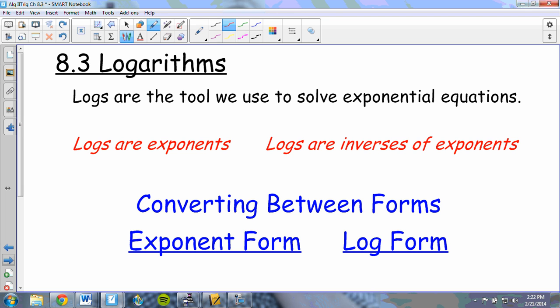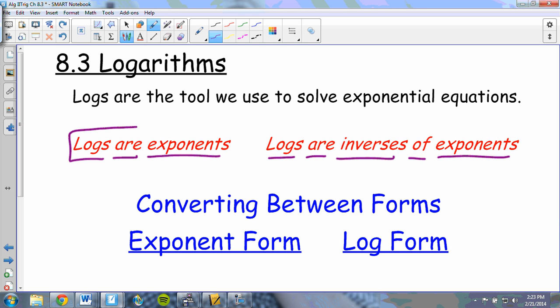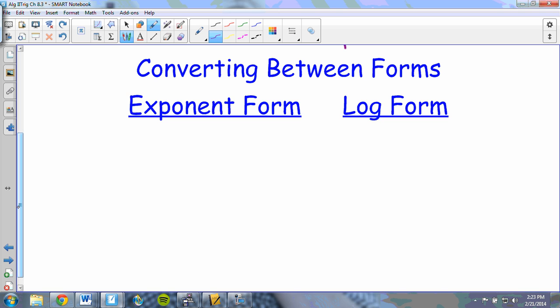Logs, there are two things you'll hear me say over and over. Logs are exponents, and logs are inverses of exponents. Over and over and over, I'll say these things. This is the one we're going to see the most today, but we will end up seeing how this happens. Before we really talk about what a log is, I'm going to show you how to work with it. Before you really know what this means, we're just going to play with it a little bit.